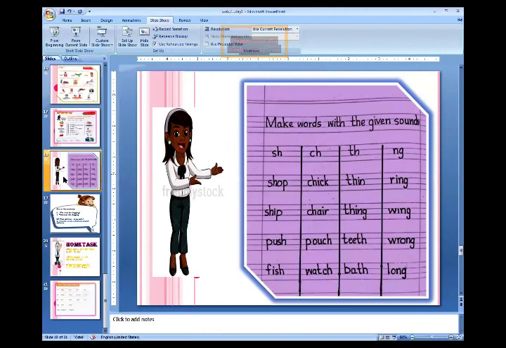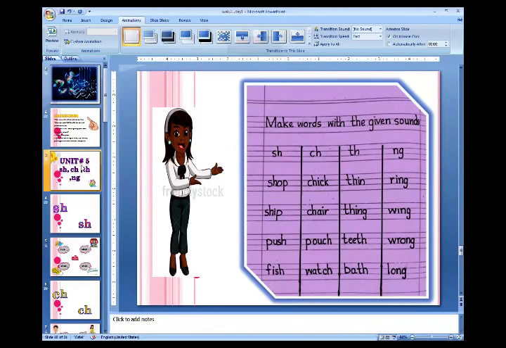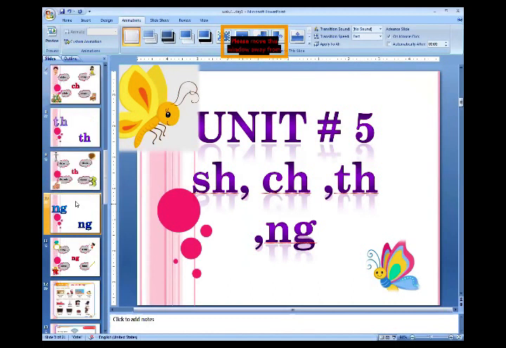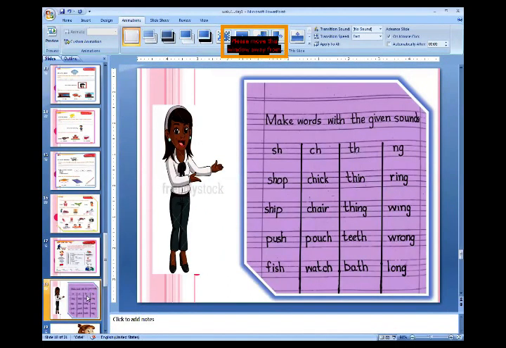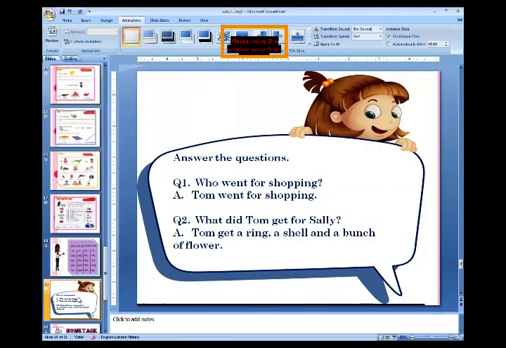First you make a title page. In the first page write down the unit. This one is your unit and your topic name. First do this in your copy, then you make words with the given sounds. Take a screenshot of the words. Same, this is also your copy work. You have to write down the question answers in your copy.